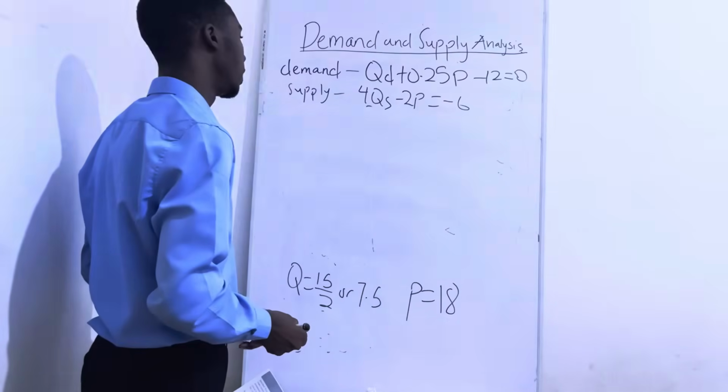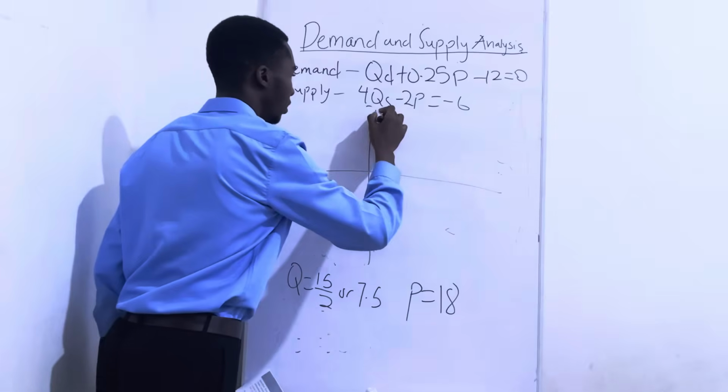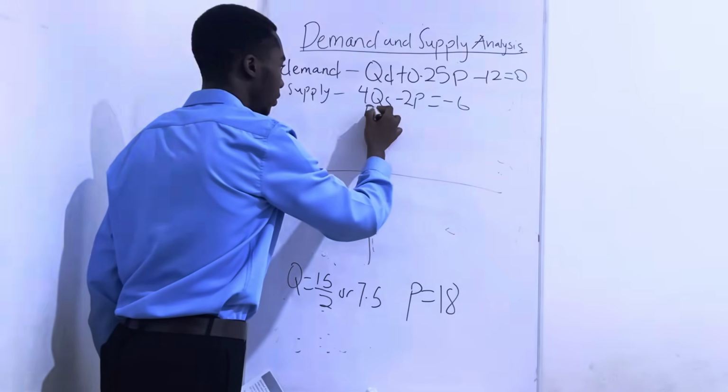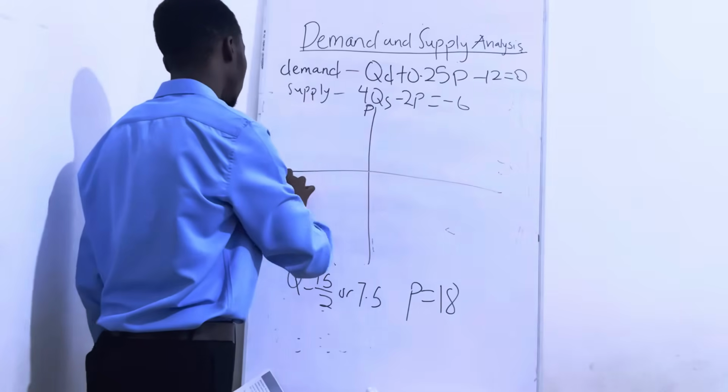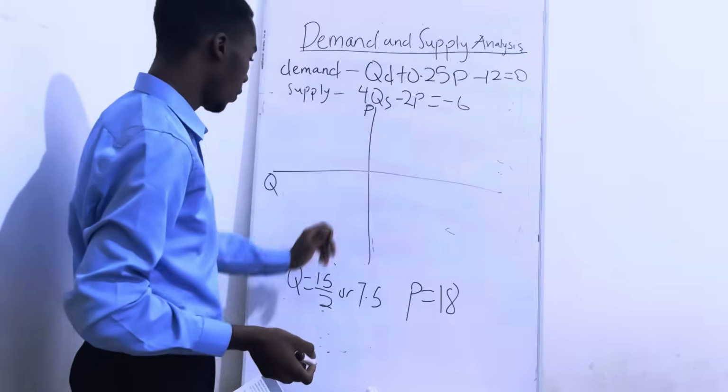So now if you want to represent it on a graph, we just draw the axis, the x-axis and the y-axis. So for the y-axis, always the y-axis is the P. You get it? And the x-axis is always the quantity. You get it?